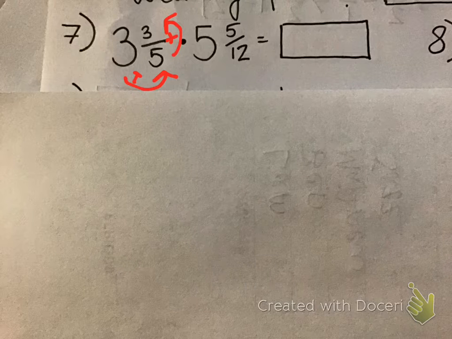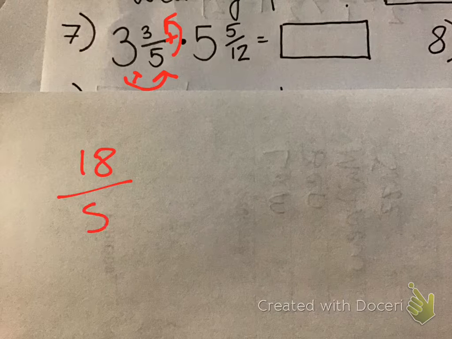Mixed fraction. Not a mixed fraction. What is it called, Malia? Improper fraction. 3 times 5 is 15 plus 3 is 18. We get 18/5. Let's do the same for the other one.